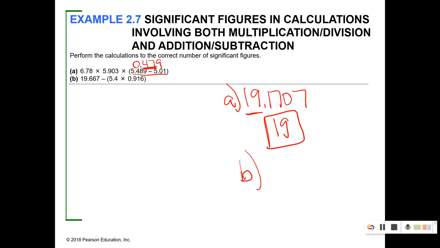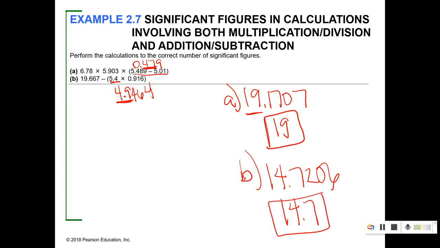B, this one's a little harder. We're going to do the parentheses first. I get 4.9464. Sig figs: I'm keeping 2 total, which gives me 1 after the decimal. So 1 after the decimal, this is what the calculator says. It'll be 14.7. So whatever the last rule you're using out of PEMDAS, that's the number you're keeping.